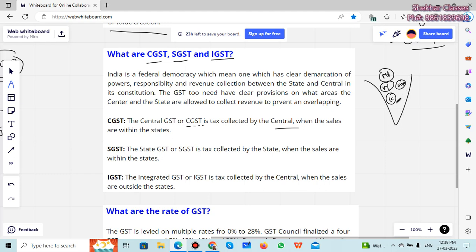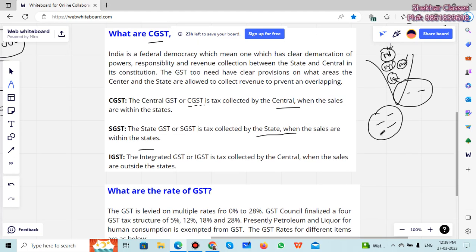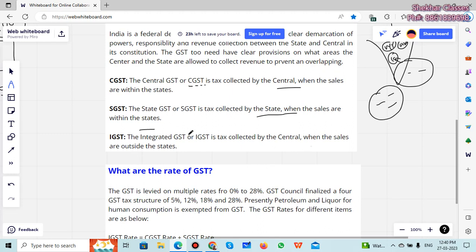So if there is a trade happening between the different states of India, then the central government will collect the tax. If it is happening within the state only, then that is called SGST, and it is collected by the state only. Okay, SGST is collected by the state, while CGST is collected by the central. Then there's something called IGST, which is called integrated GST. It's collected by the central when the sale is outside the state.